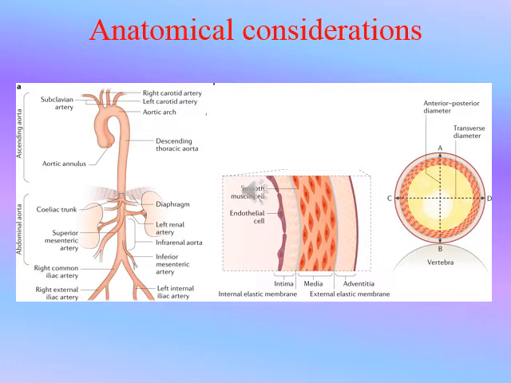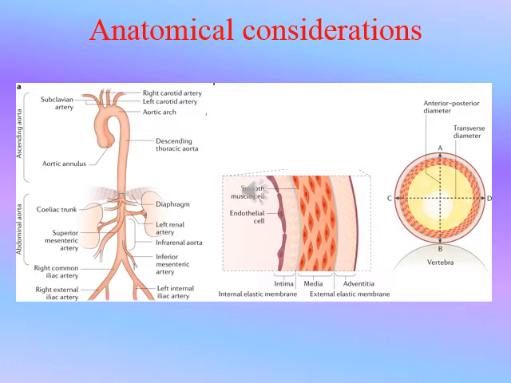The second part would be the histology. Just to remember, intima, media, and adventitia. The media will contain the smooth muscle of the aorta. Intima will start with a smooth endothelial layer. This is also important when we are talking about what happens in dissections and what causes them.